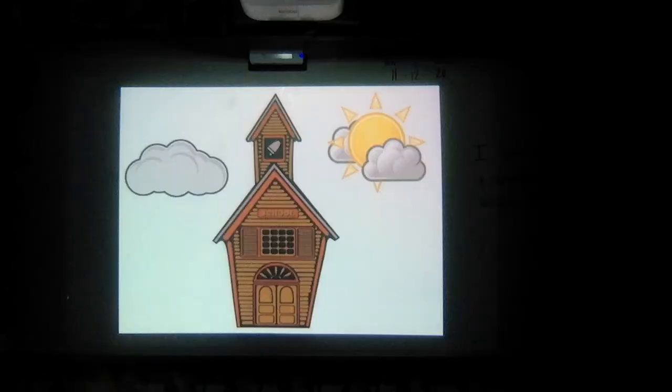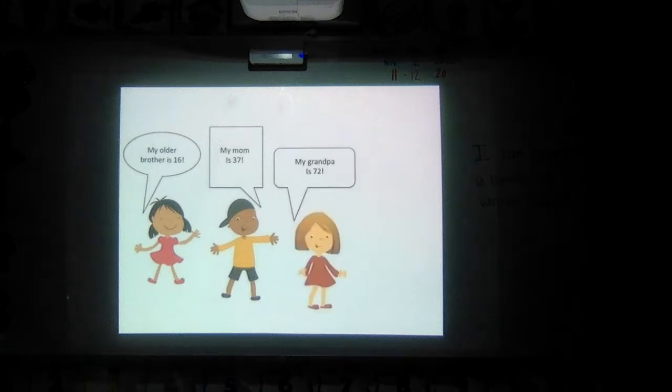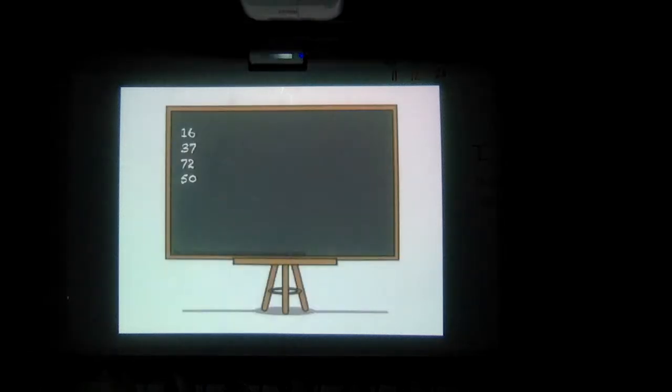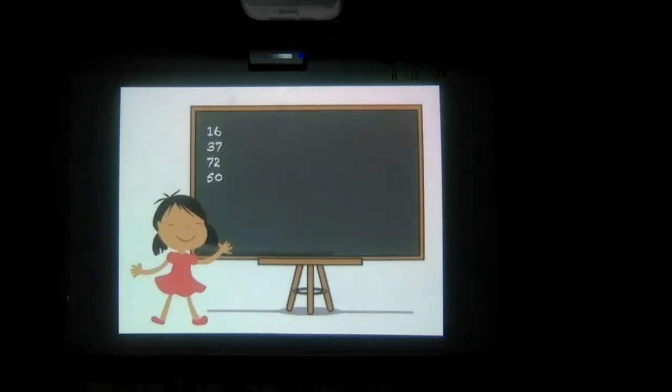Hi, Eastparkers. Today at school during math class, my teacher asked us all to tell her the age of someone in our family. Athena said that my older brother is 16. Her friend Xavier said, my mom is 37. Michelle said that her grandpa is 72. And I told everyone my uncle's 50. My teacher wrote all of the ages that we said on the blackboard, and then she told us that we were going to have to figure out how many tens and ones were in each person's age. She asked Athena to come up to the board first.